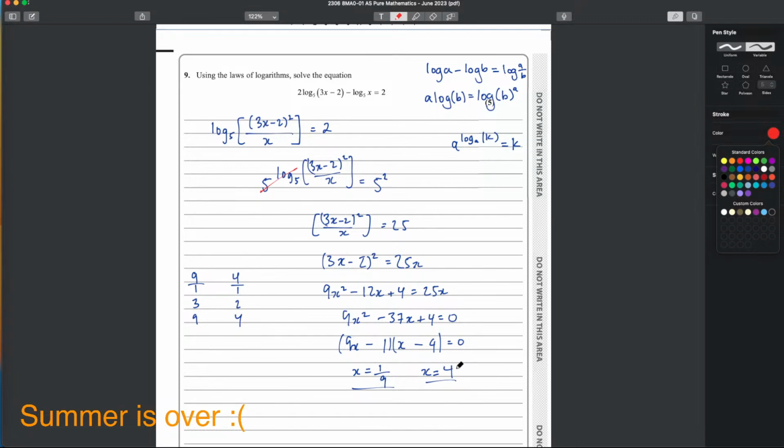Can you have a log of a negative number? Do you mean to say you can't? You cannot? The 4 is fine. Yeah, the 4 is fine, actually.